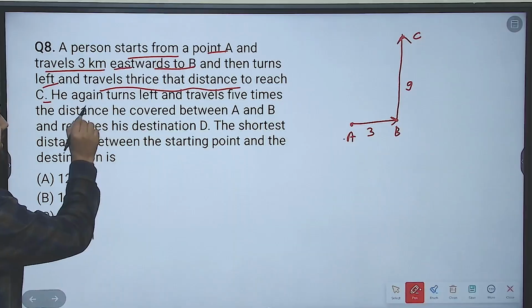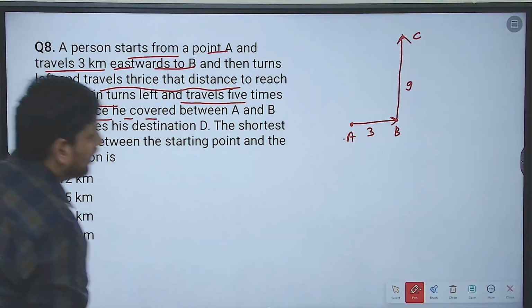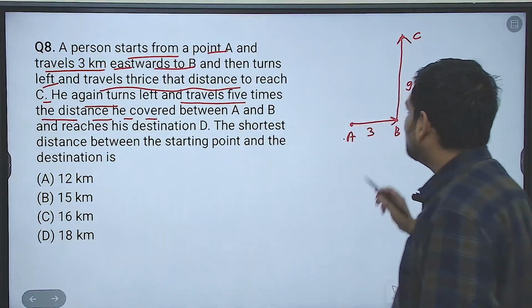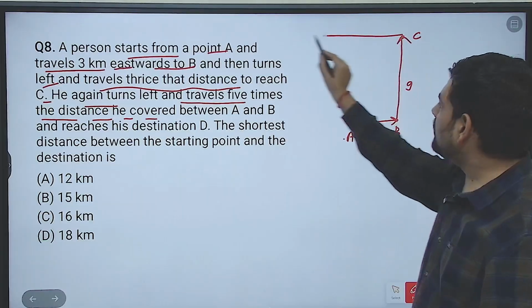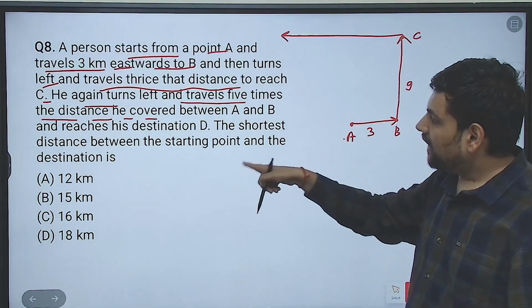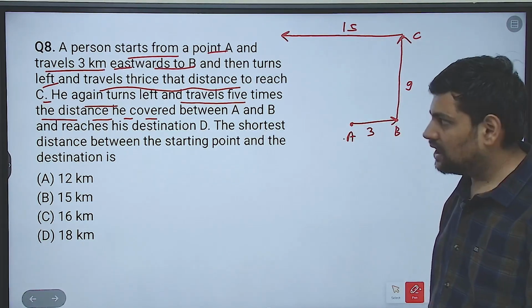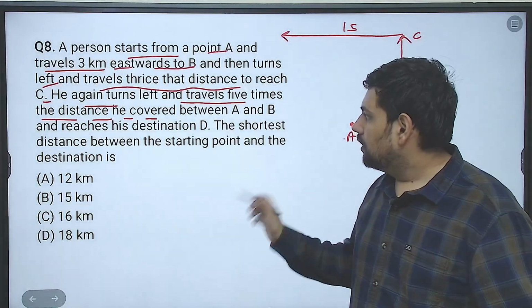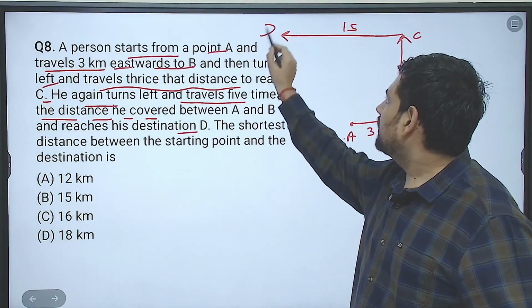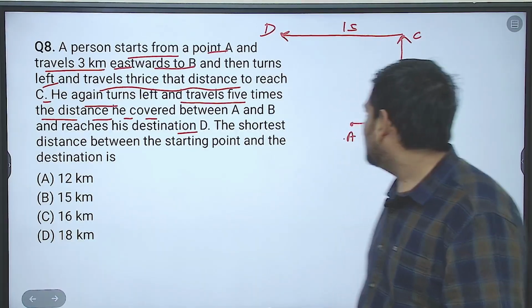Then he again turns left and travels 5 times the distance he covered between A and B. So now again he turns left. Left means this direction, so he goes this direction. How much? What is the length? 5 times between A and B, that is 15, because 3 fives are 15. Then he reaches the destination D. So this is his destination, the shortest distance between the starting point and the destination.